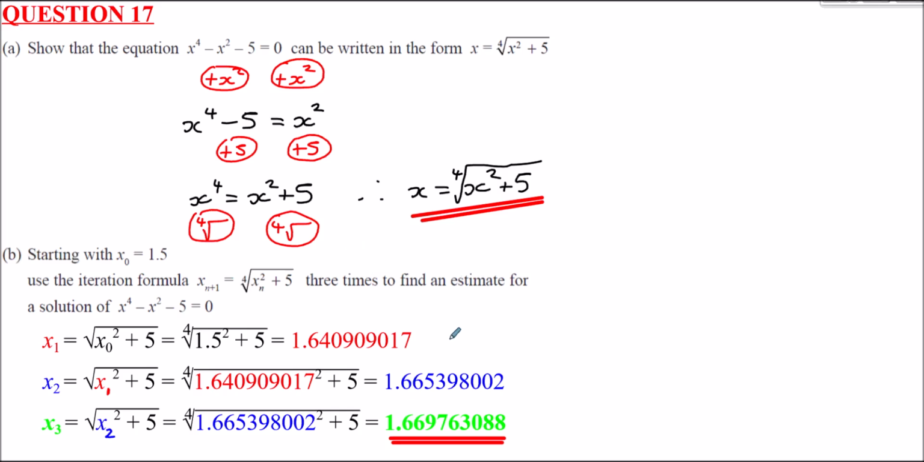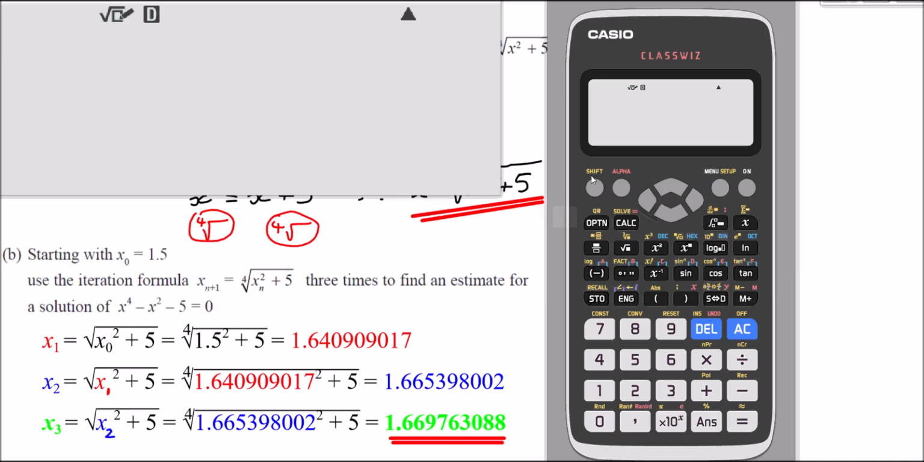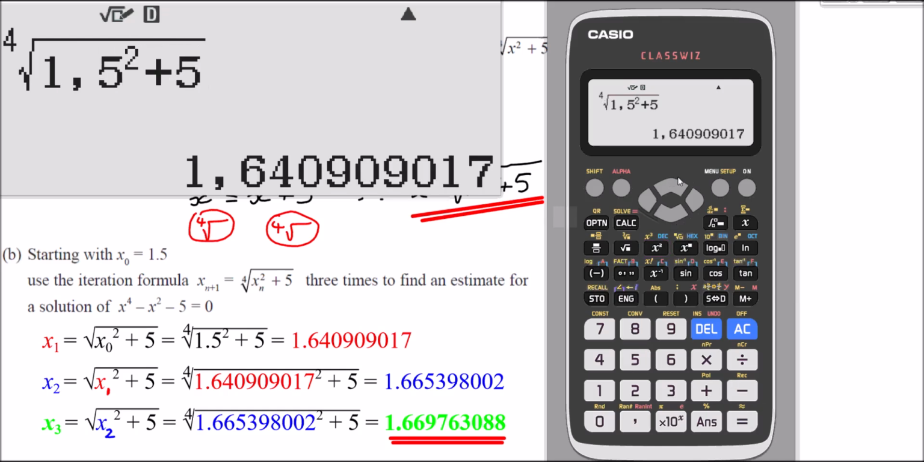I did say there's a quick way of doing this, so I'm going to quickly show you now. The start step is exactly the same. We just type in the fourth root of 1.5 squared, using that for x0, plus 5. Press equals. That's your first time.